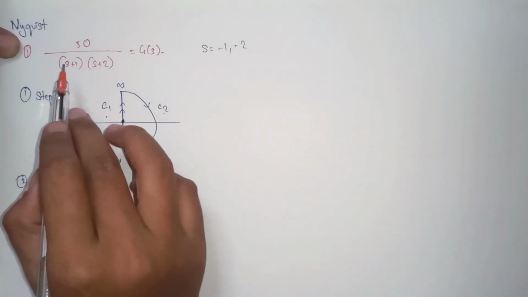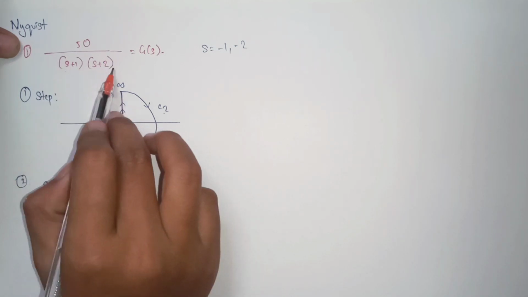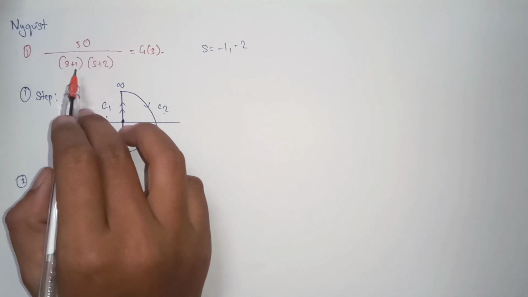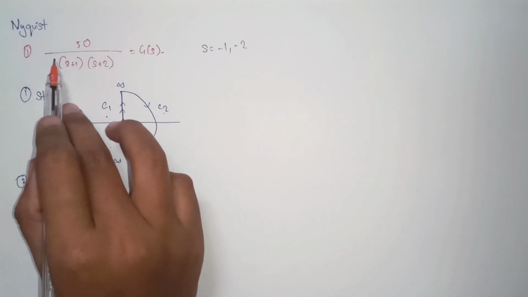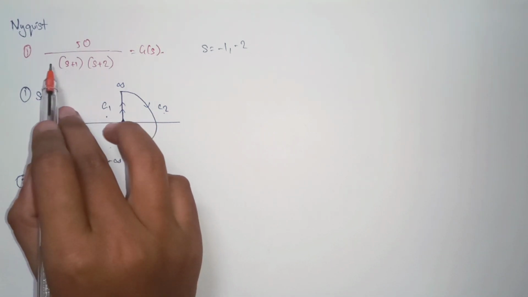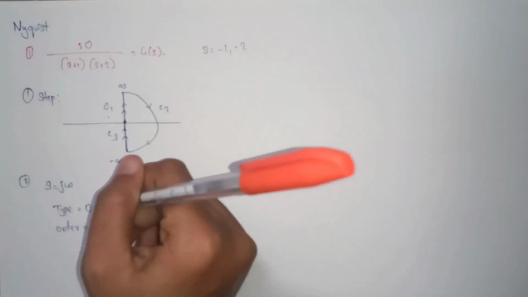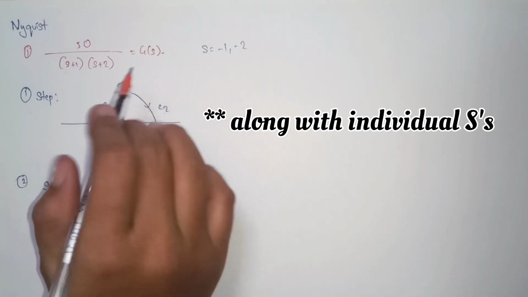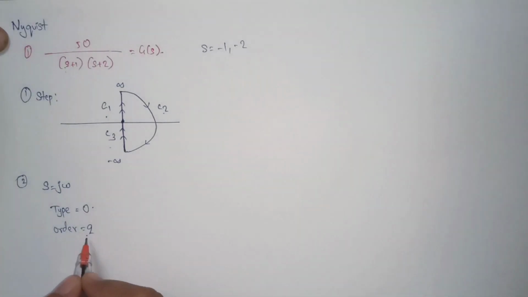First, see how many s are there outside, without addition or subtraction. There are no such s on the outside, so we wrote type equals 0. Then see how many s are with addition or subtraction. That is 1 and 2, so I wrote order 2.